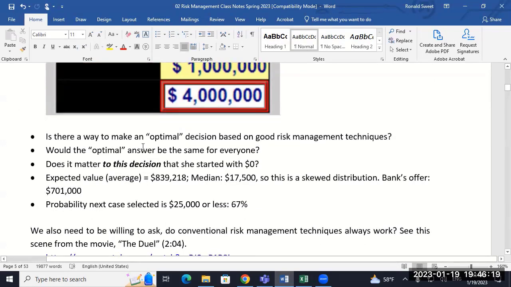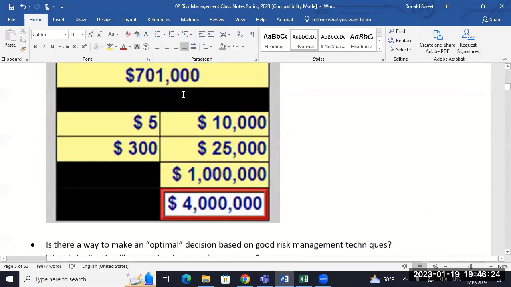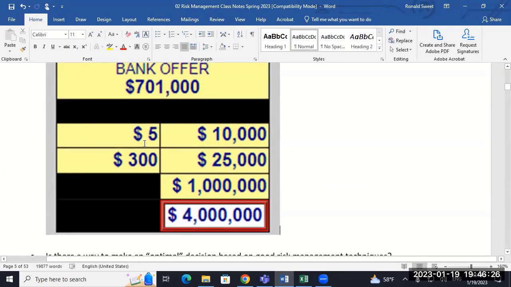I like to look at expected value. I like to look at the distribution of this. So a lot of people like to say, what's your downside risk? And you might say the downside risk is $5, but it's not. Her downside risk is $5 if you have to open all the boxes. But she only has to open 1 box. So if she opens a box and that's the 4 million and she actually has the 5, her bank offer is not going to drop to $5.